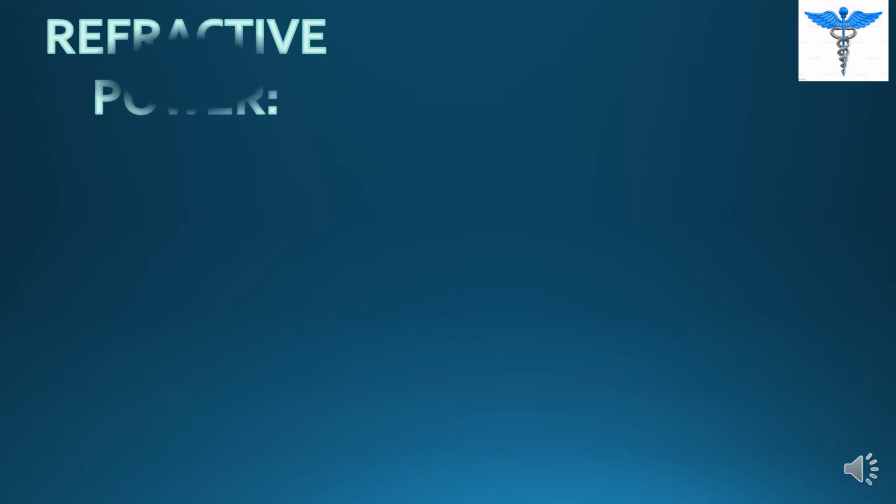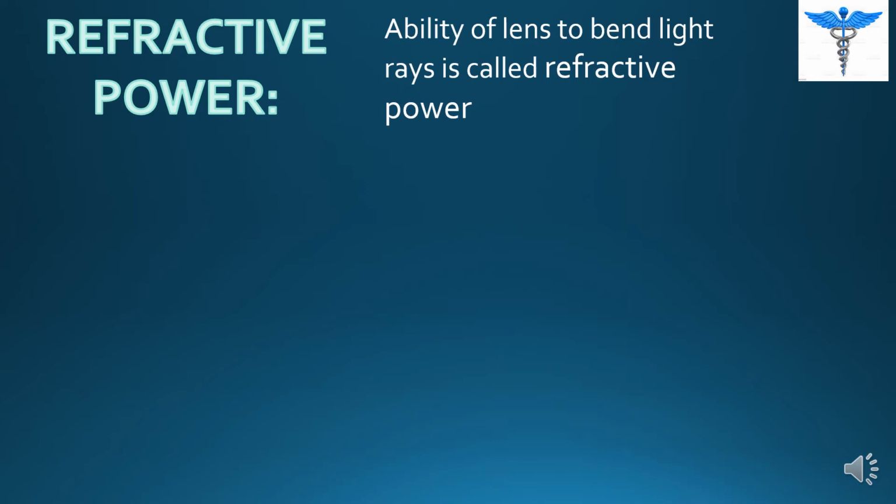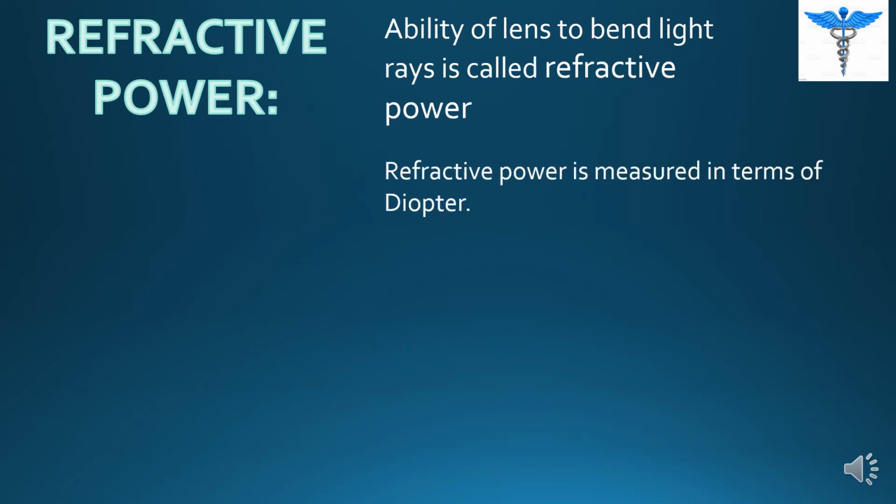Now coming towards the refractive power, I told you about refractive power in short in the previous slides. Here we are going to discuss this refractive power in detail. The ability of a lens to bend light rays is basically called the refractive power. If the lens converges the light or bends the light more, it means that the refractive power will be more, right? And the focal point in that case will be nearer to the lens. So the greater the converging power, the greater the refractive power, and the nearer the focal point towards the lens. And this refractive power is measured in terms of diopter.